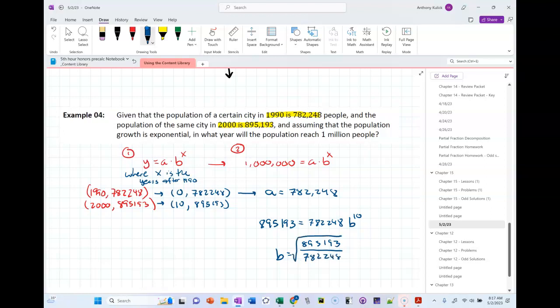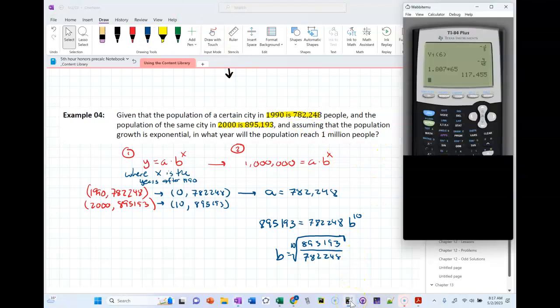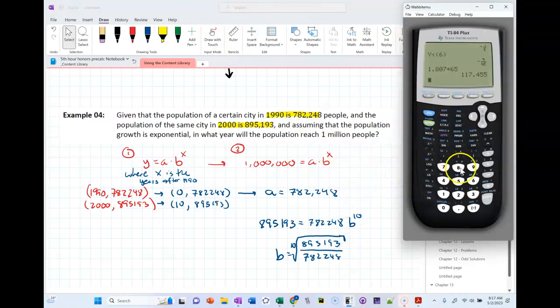And then we'll do the 10th root. And I'll drop the plus or minus again, since I know we're talking about the base of an exponential. We know that that number must be positive. So I'll pull out my calculator to do this.